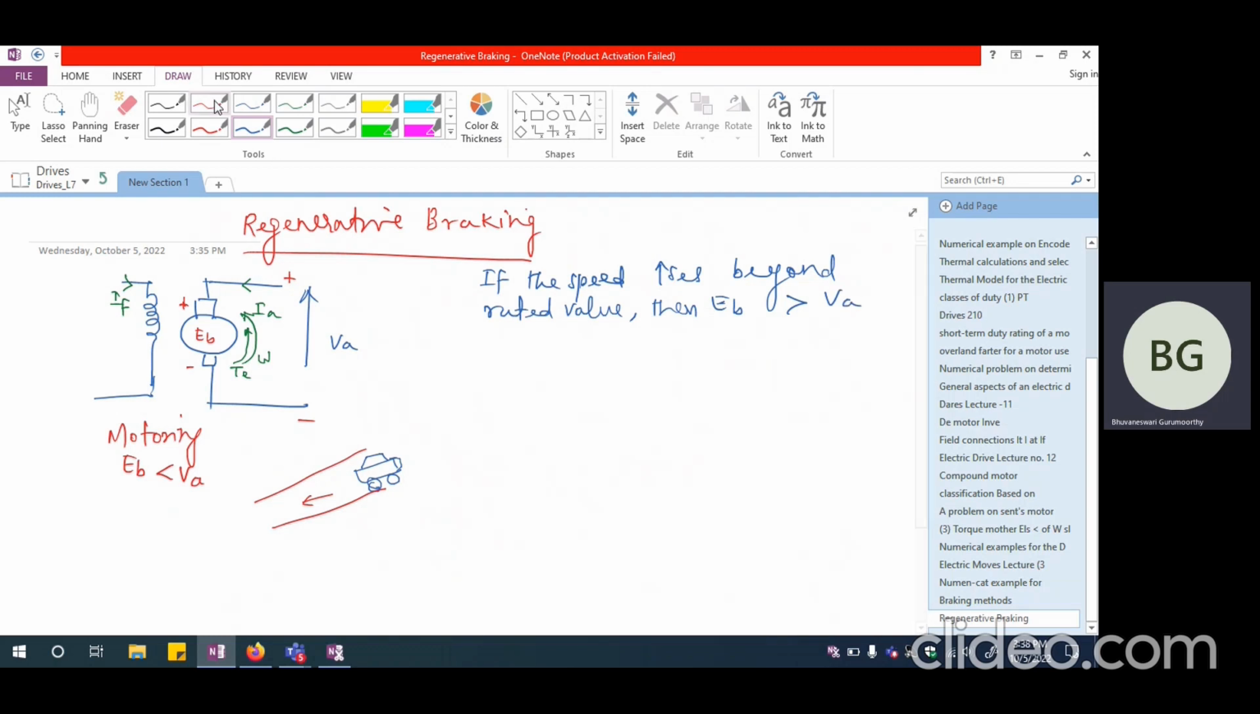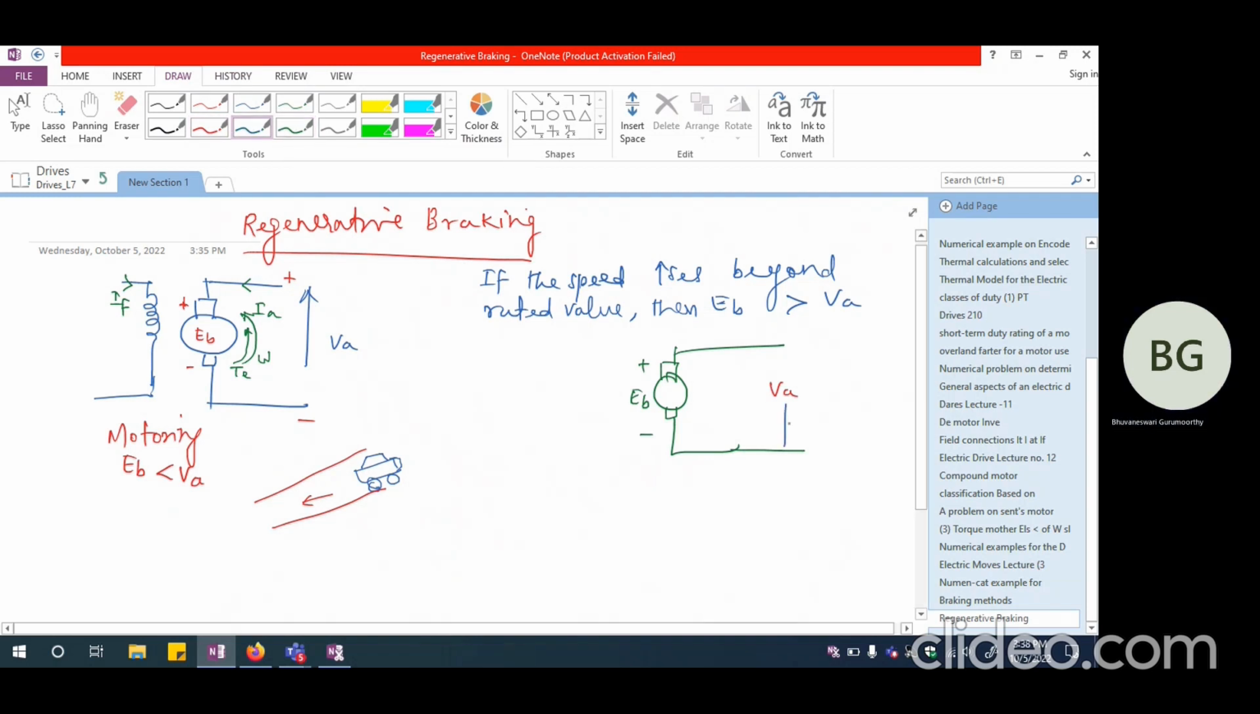So if EB becomes greater than VA, let me again draw this circuit. I'm going to have plus here and minus here, and this is going to be EB. And here I'm going to have VA, which is going to be with plus here and minus here.